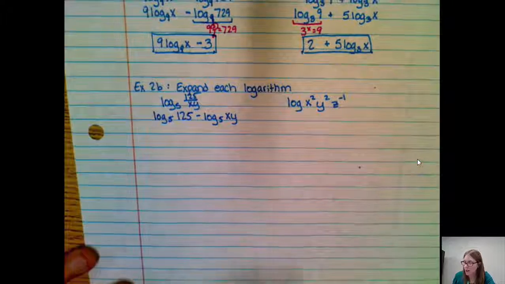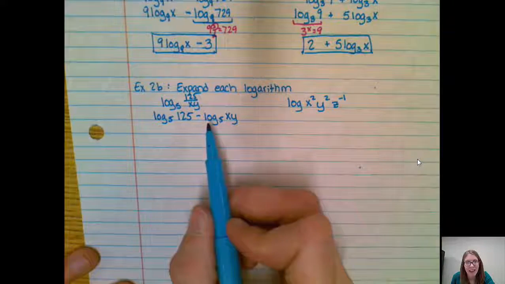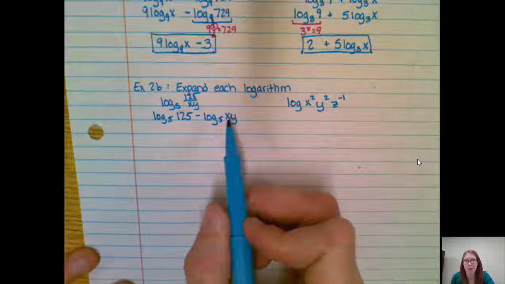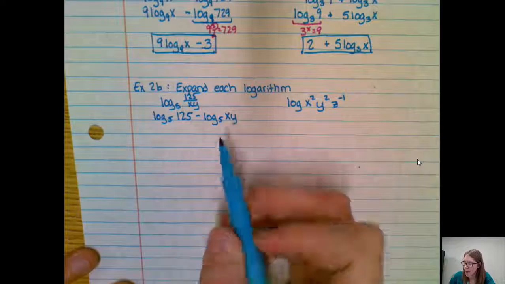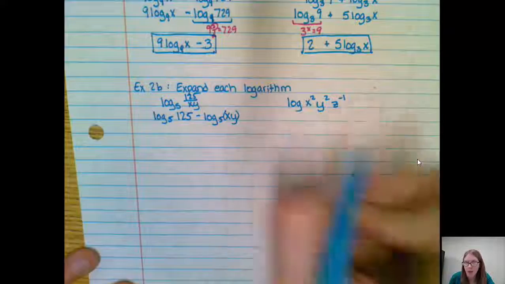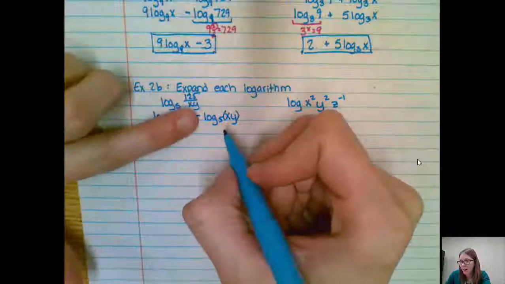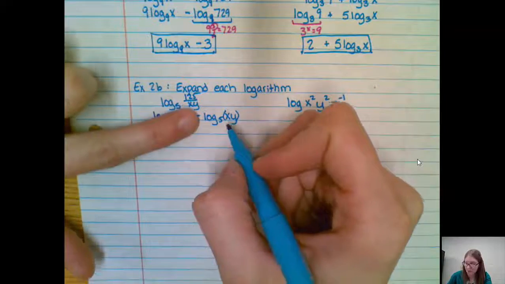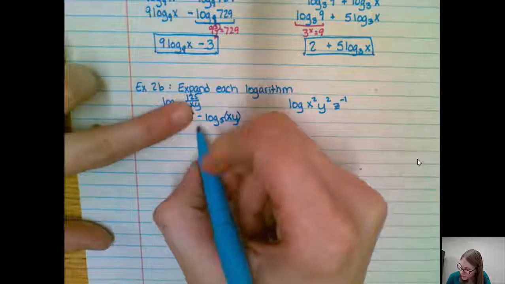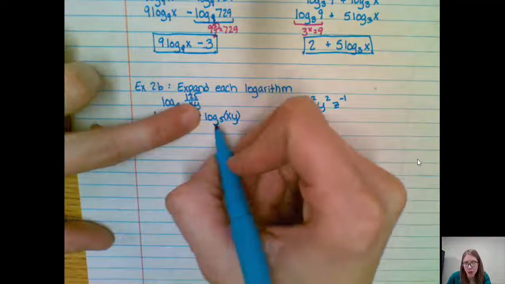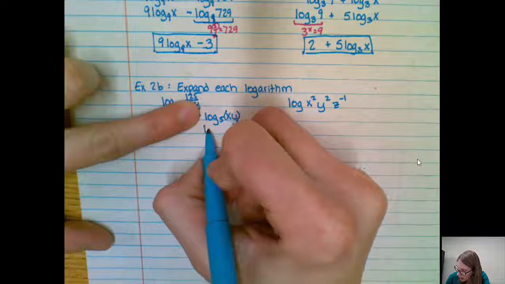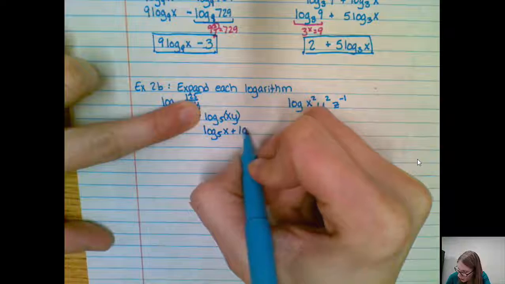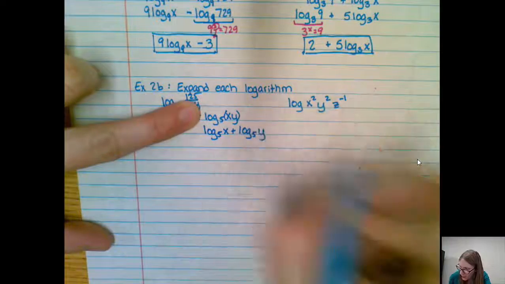After we subtract our individual logarithms, looking at this second piece here, I have multiplication happening in between the log base 5 of x times y. So I can split these two pieces up with addition. Okay, so this alone becomes the log base 5 of x plus the log base 5 of y.